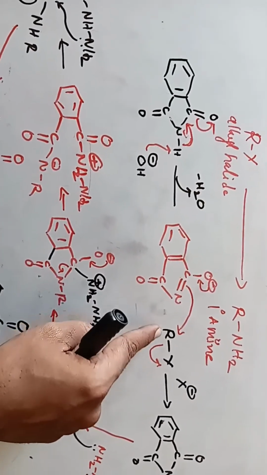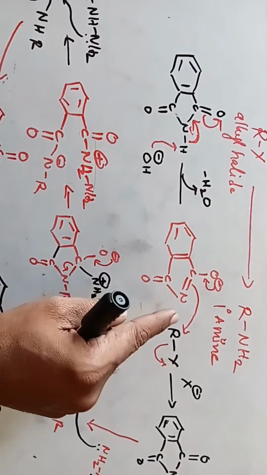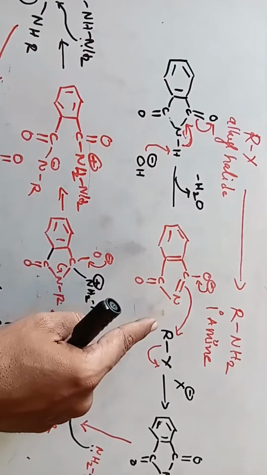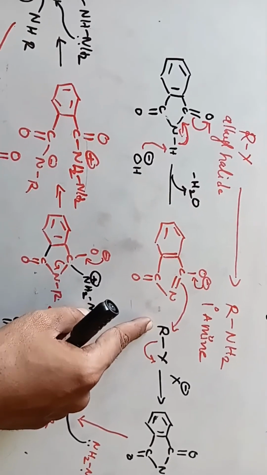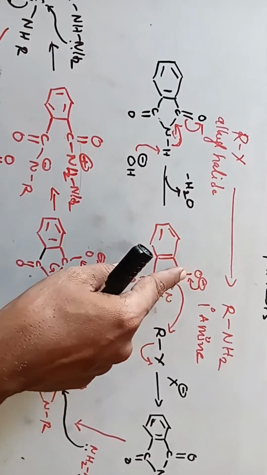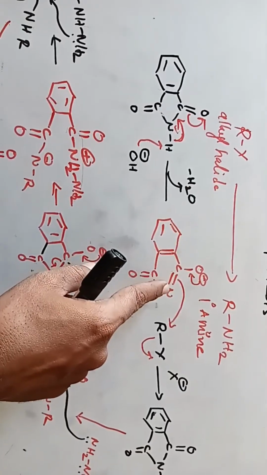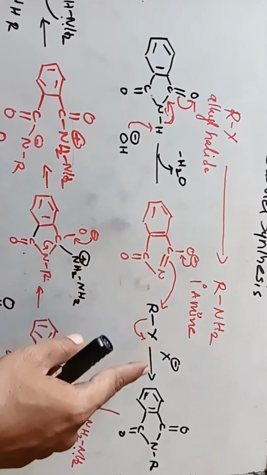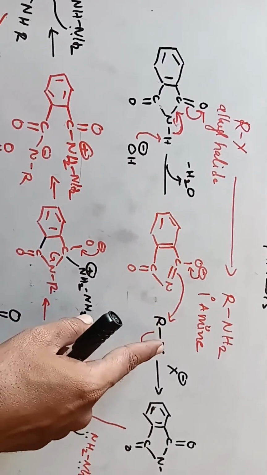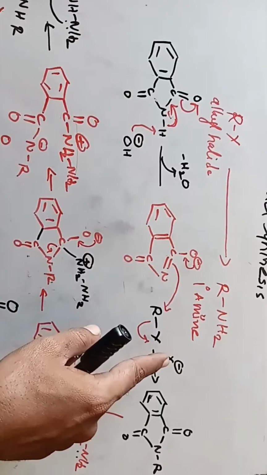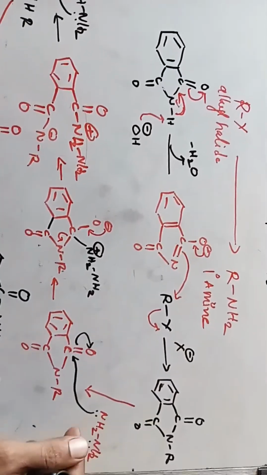Why? Because it is connected with a halogen, which is electron withdrawing. So in short, this is negatively charged and this is positively charged, electron deficient, or delta positive. So a bond is formed, right? This bond is broken, nitrogen forms a bond with the alkyl, and both electrons go towards the halogen, so the halogen acquires a negative charge. So this is the next structure.